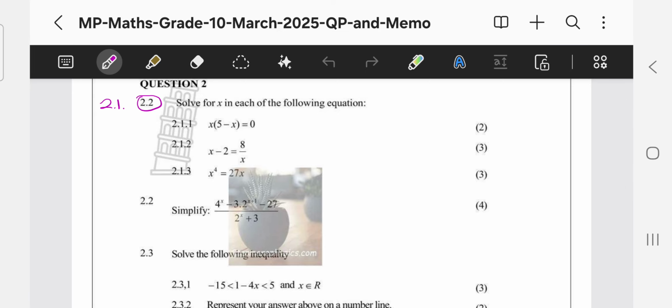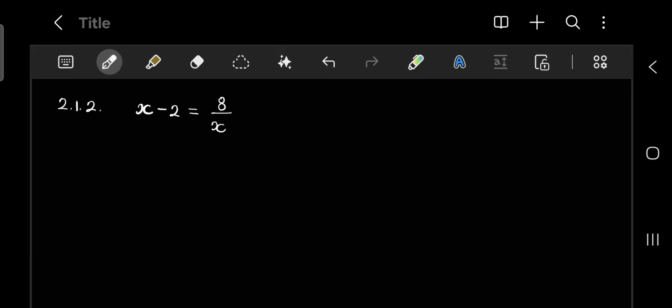Going on to 2.1.2, on the left hand side we have x minus 2 and on the right we have 8 over x. Now you guys need to understand that you cannot solve for x if it's in the denominator. So we want to get rid of this denominator. And how we're going to get rid of it is we can take this x and multiply it across. So it's going to multiply with the left hand side to give us x squared minus 2x. And on the right hand side we are left with 8. We can now take this 8 over to the left, and when it goes over it's going to become negative 8 and we are left with 0 on the right.